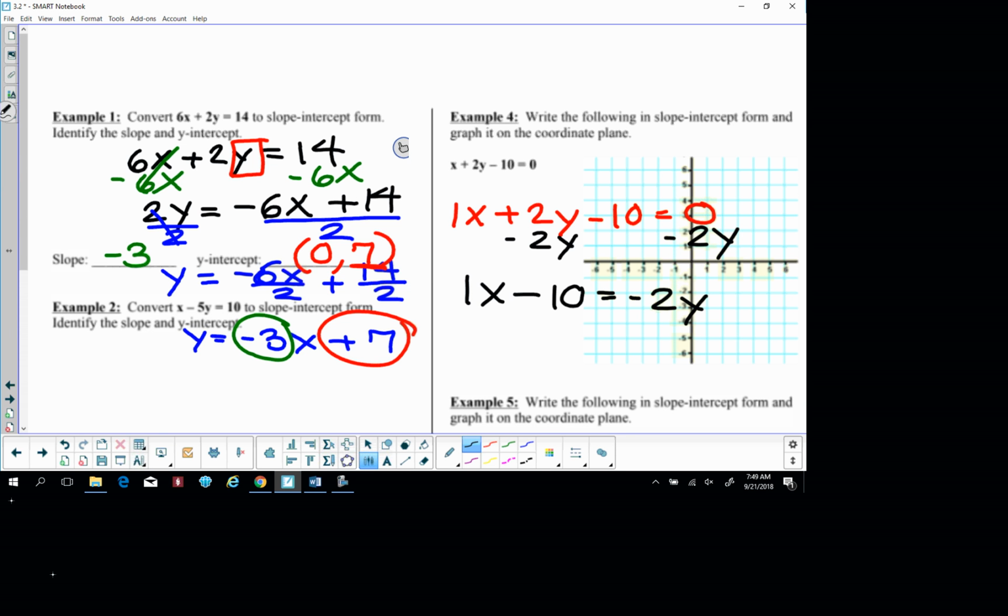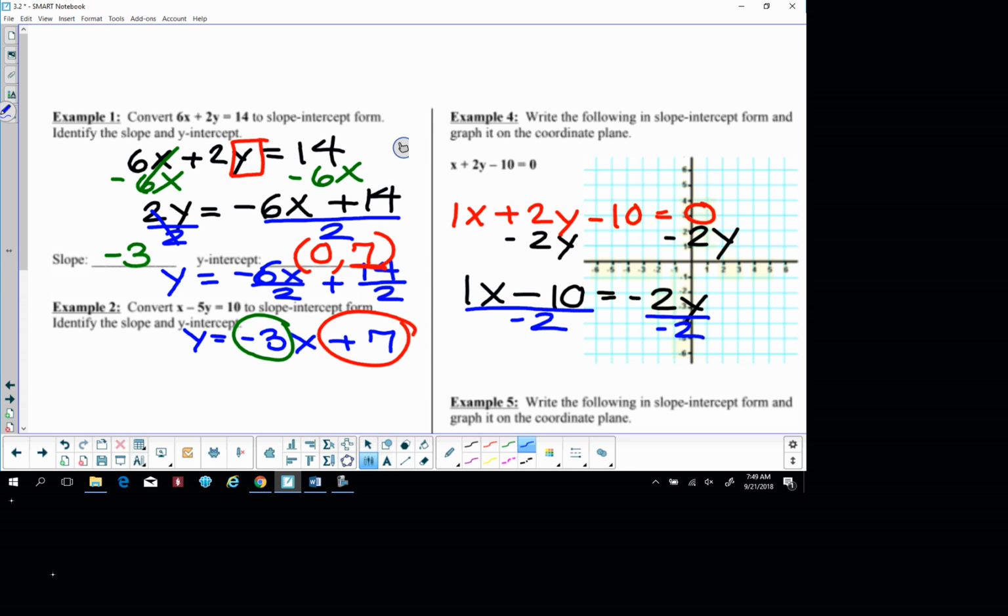So if you did subtract 1x and make it, it wouldn't make it wrong. You would have to add 10 also to get all the numbers over there. All right. It just would be an extra step. Now, how do I get this negative 2 away from that y? How do I get negative 2 away from y? Divide, right?